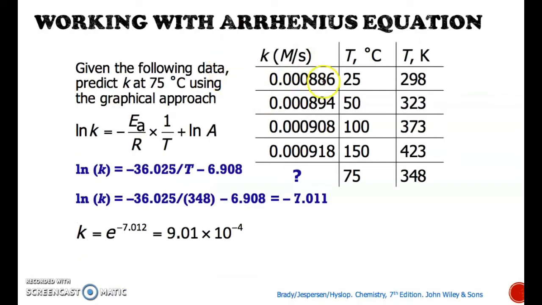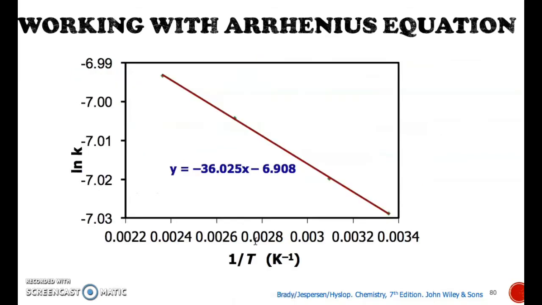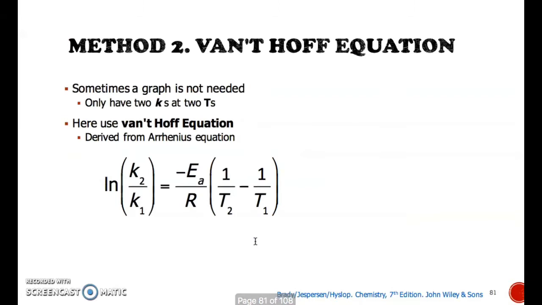This is working with the Arrhenius equation. And we will look at how to calculate using the Arrhenius equation. And this is the graph. And this is the van 't Hoff equation. And this is the equation.